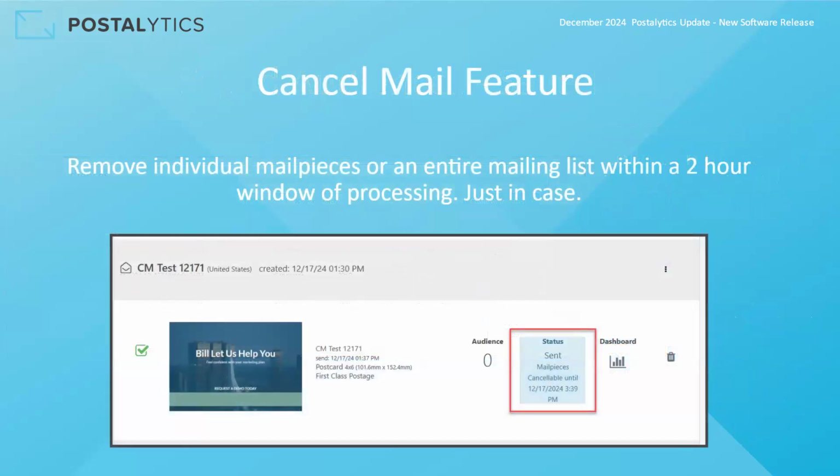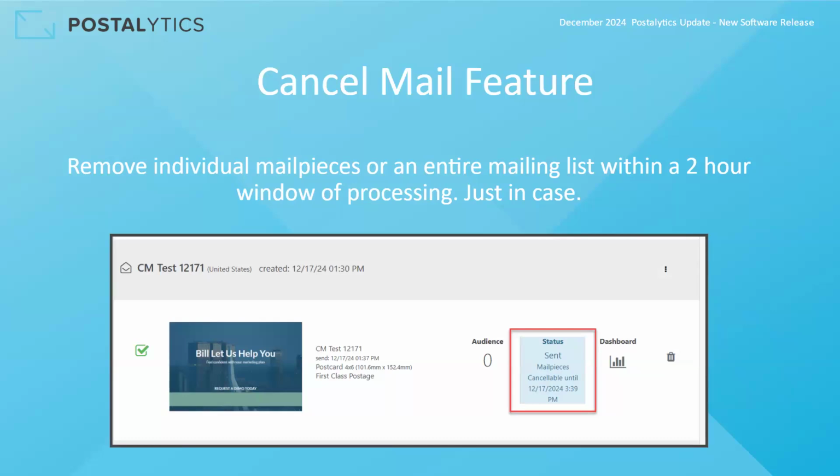The cancel mail feature is a brand new feature that we've built. And really it's designed as a bit of a safety net. One of the things with automated direct mail is that it's automated. And so when your mail starts getting processed, it's in software. It's not being handled by humans anymore. It's all being taken care of via software.